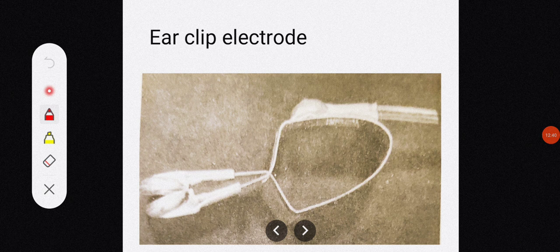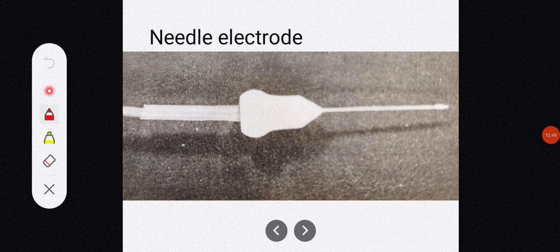Okay, the next electrode that I am going to discuss under body surface electrodes is the ear clip electrode. This was developed for use as a reference electrode for EEG measurements. So this was all about body surface electrodes. The next type of electrode that I am going to discuss is the needle electrode. So in needle electrodes, what happens? It reduces the impedance and the movement artifacts.